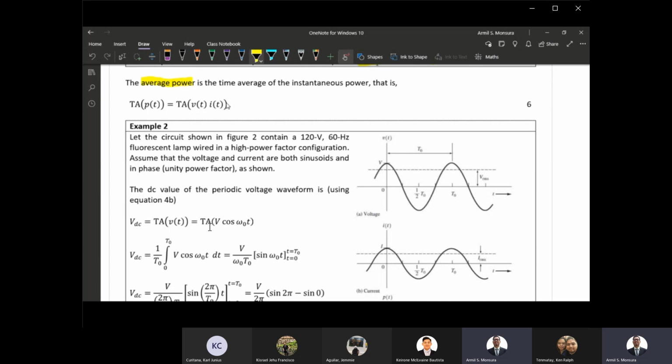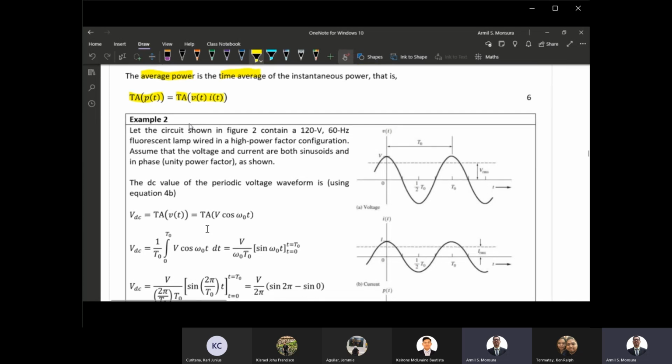So we now compute the average power as the time average of the instantaneous power. So that is, we use the time average operator on the instantaneous power waveform, or that we use the time average operator on the product of the voltage and current waveforms so that we can obtain the average power. Okay, so for us to understand the operation of that, let's work on example 2.